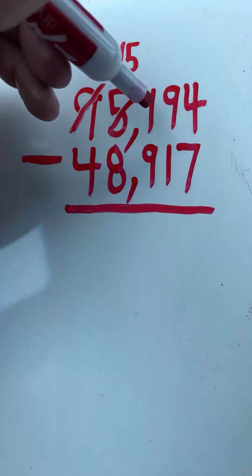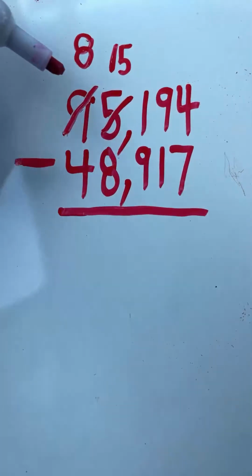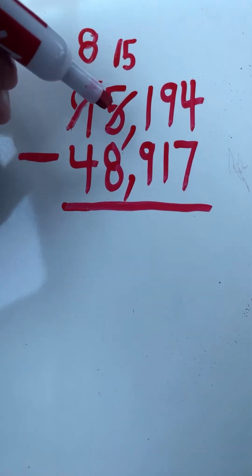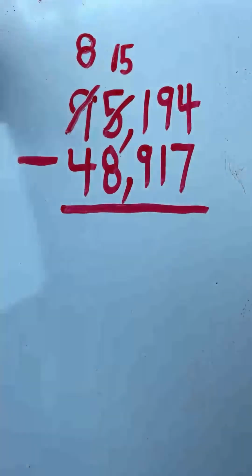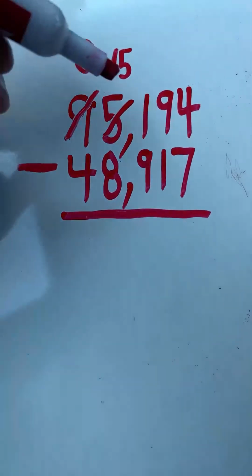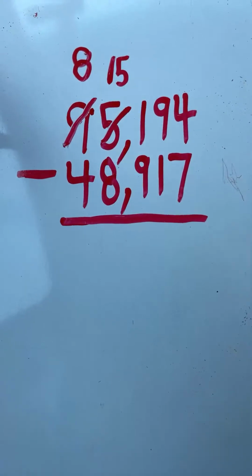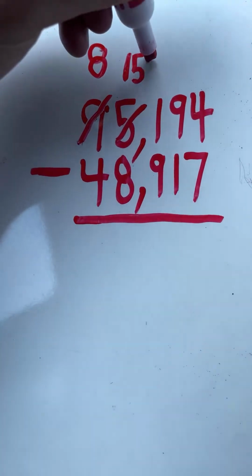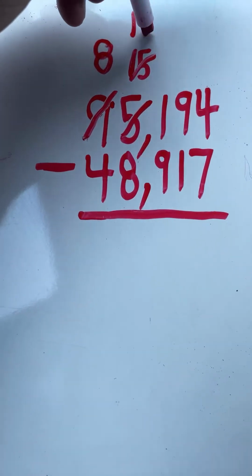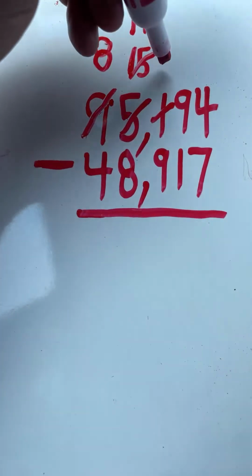Now looking in the hundreds place, we also have to regroup in the hundreds place. You cannot start out with 1 and take away 9. So we're going to take a 10 from the thousands place. That 15 is going to become a 14. And that 1 is going to become an 11.